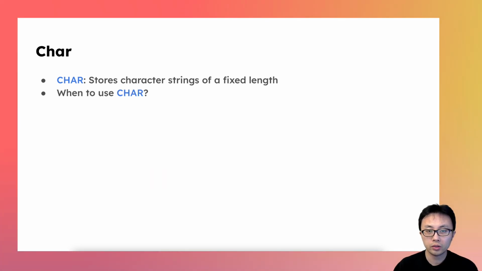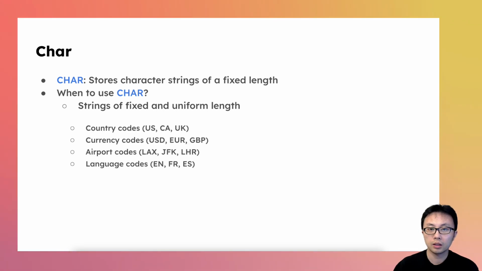So when should you consider CHAR as a column data type? When the data of a column are all strings of fixed and uniform lengths, like country code, currency code, airport code, or even language code. When you have a column that has this feature, you should think about assigning CHAR as its data type.